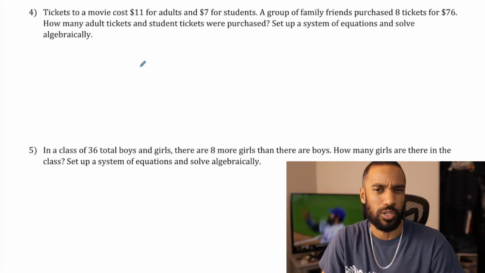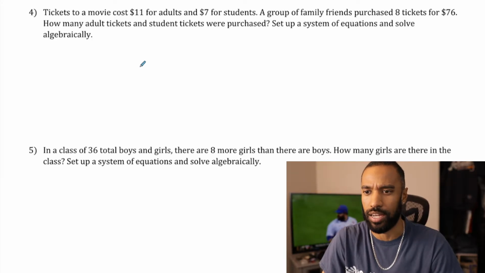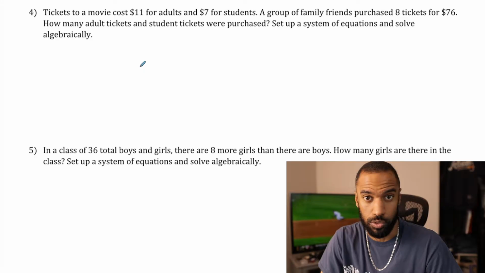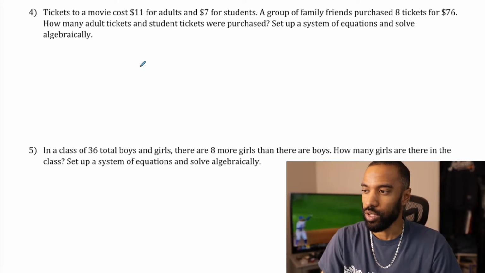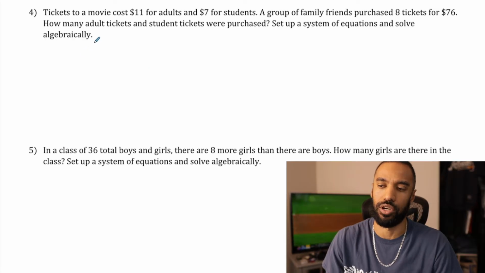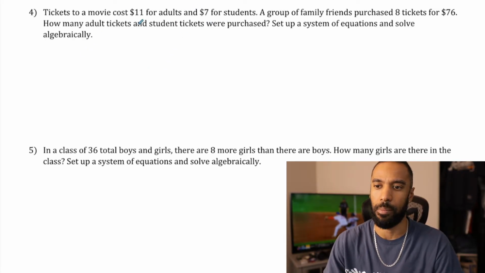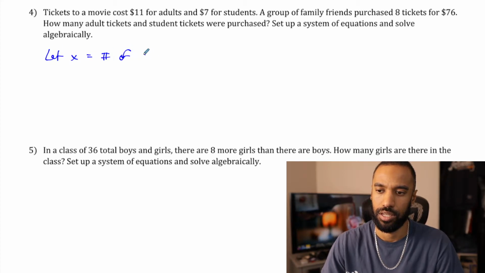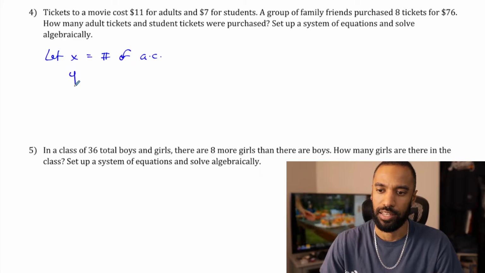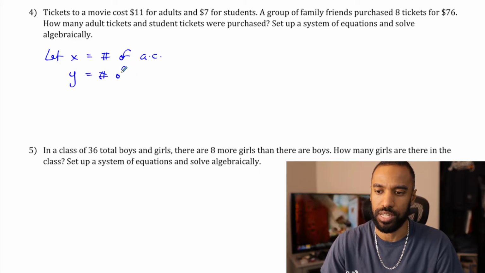I say that because you could totally guess and check this one if you try enough. What if it's 0 adults and 7 students? 1 adult and, or 8 students, I should say. All right, 8 tickets in total. That is adult tickets and student tickets total, right? How many adult tickets, student tickets were purchased? Let's let x equal number of adult tickets. I'll put AC. And let's let y equal number of student tickets, SC.